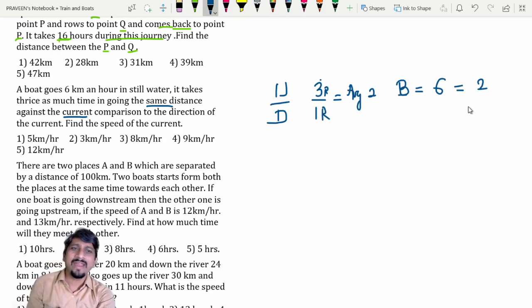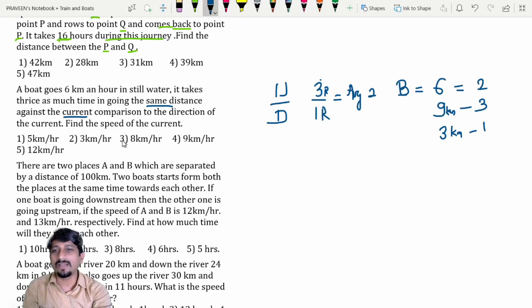What do I need? I need 3. So 3 means this will be what? 6 plus 3, 9 kilometer per hour. And 1 means what? 3 kilometer per hour. Finish. Answer is over. Find the speed of the current.